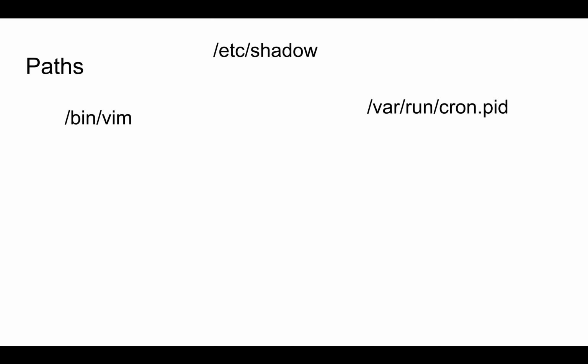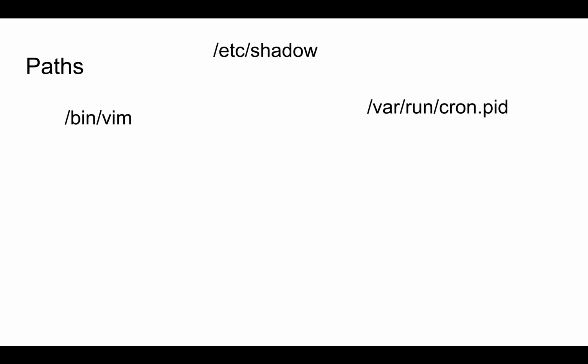But today I actually want to just focus on the file names and the files themselves, and what they actually are and how they actually work. So here I've got 3 names plucked from the file system at random. /bin/vim, which is an executable, the vim editor; /etc/shadow, which is the file that contains all of the passwords for all of the user accounts; and /var/run/cron.pid, which is a PID file.